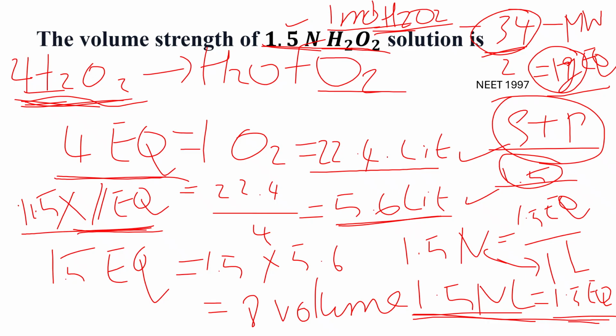So the conclusion is 4 equivalent weights of hydrogen peroxide release 22.4 liters of oxygen. So we found that one equivalent weight gives 5.6. For 1.5 normal, you can relate the normal to the equivalent from the normality equation. So 1.5 normal is nothing but 1.5 equivalent. So you multiply by 1.5 here and here, and you will get the answer of 8 volumes. This is one of the toughest questions from long back years, but if you understand, this is very easy.